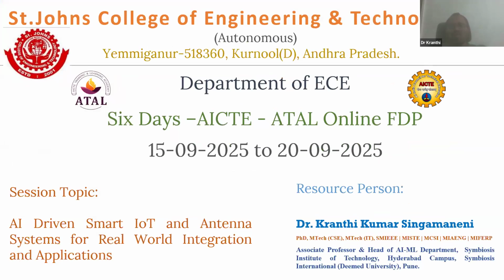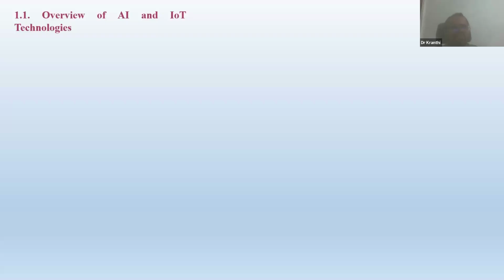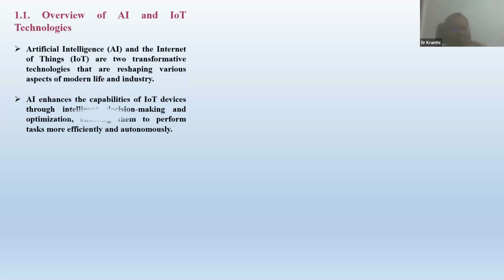Right. So today we talk about AI-driven smart IoT and antenna systems, and the different types of real-time applications possible. In what way will these three combinations help a manufacturing team, an agriculture team, or resource management and water management? So here, the main purpose is the combination of artificial intelligence and information technology.